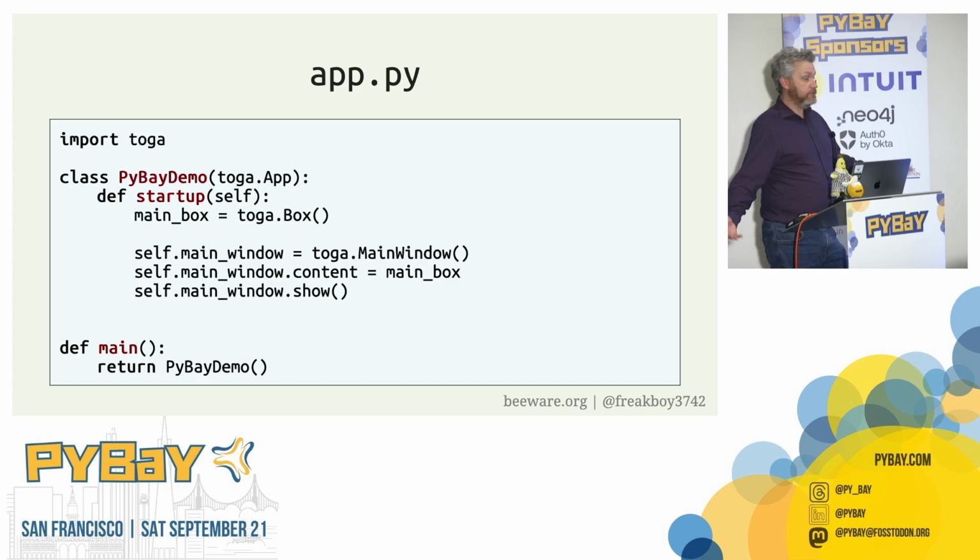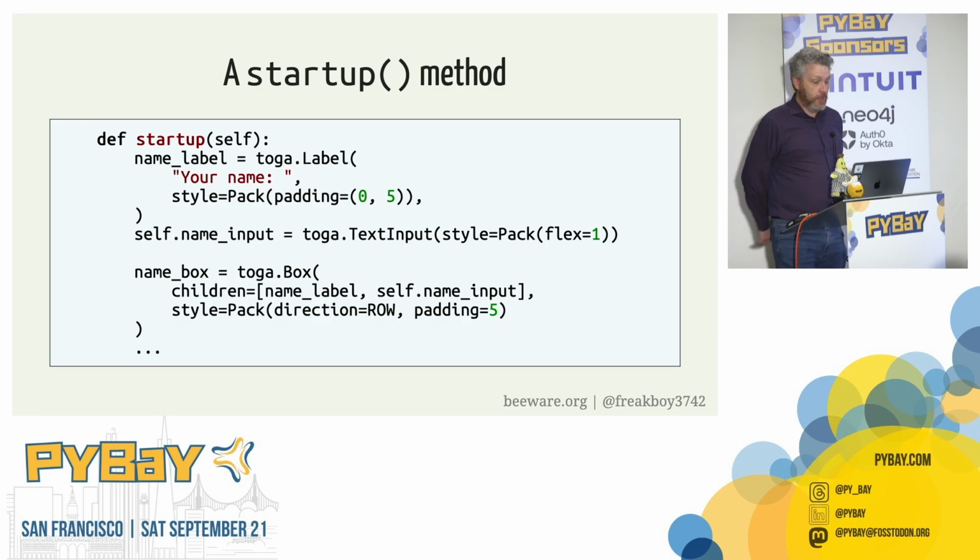The main method for the app just creates an instance of that class. That is all the code we need to generate the empty app window that we saw before. So let's now replace that startup method with some code that actually does something. So in our startup method, we're going to define a static text label with a text, your name.